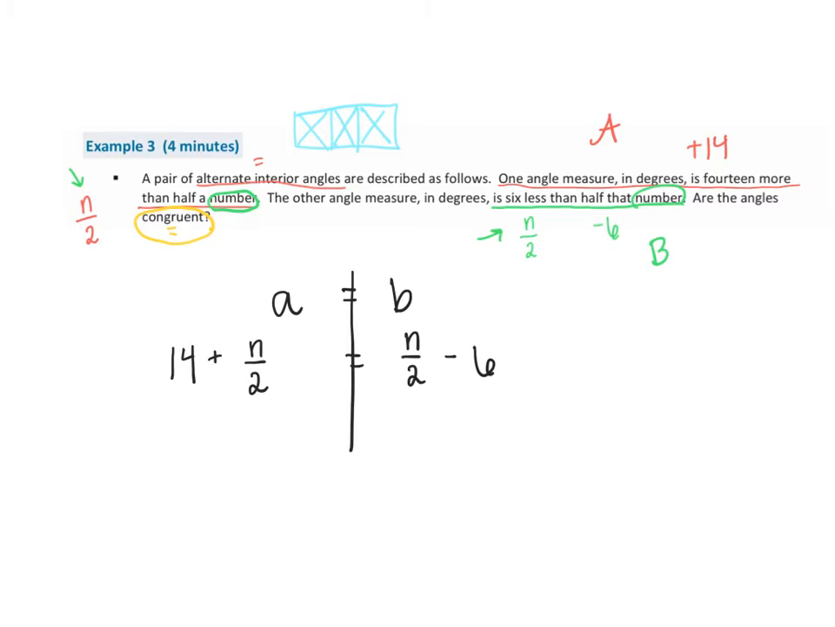So now that I have my problem set up, I am going to solve. The first thing I want to do is get rid of this 2. That is the denominator, and it's easy here because they have the same denominator. So what I'm going to do to both sides to get rid of it is times by 2.